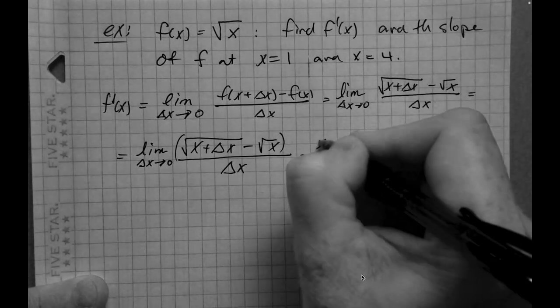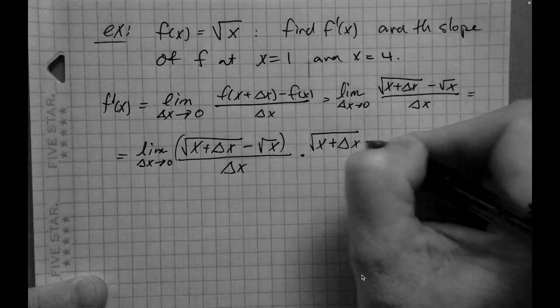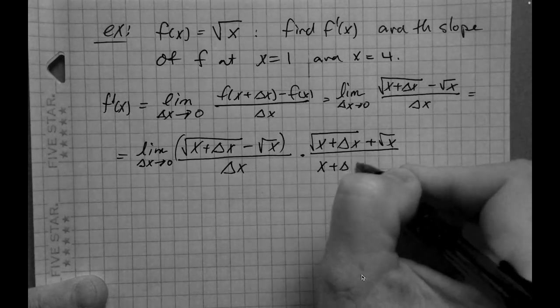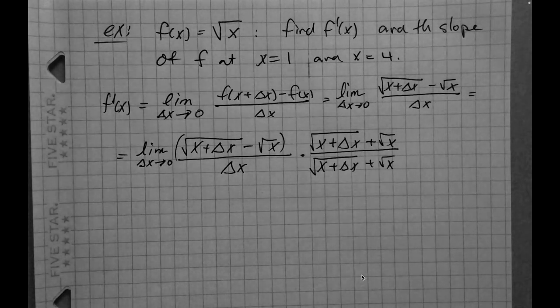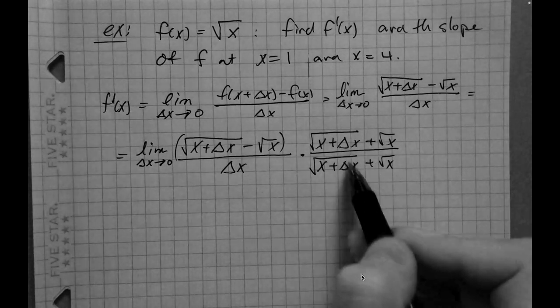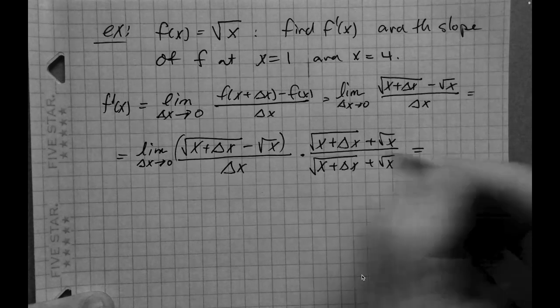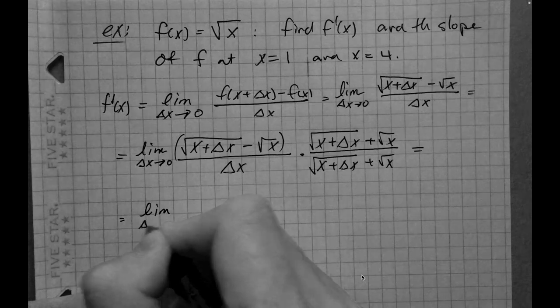What we're going to do is multiply the top and the bottom by the square root of x plus delta x plus the square root of x. We can do that because this factor that we're multiplying on is equal to 1. Regardless of what those quantities are, it's a ratio of the same thing over the same thing, which equals 1. So we can do this kind of thing, and when we do, our denominator no longer has the same problems.